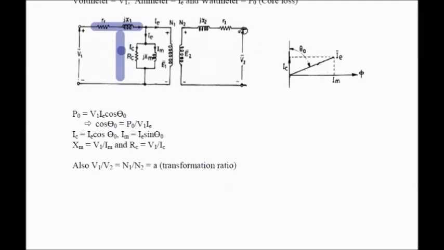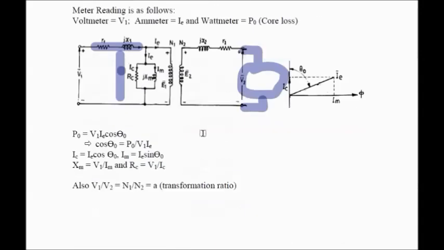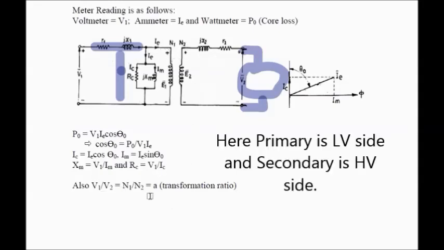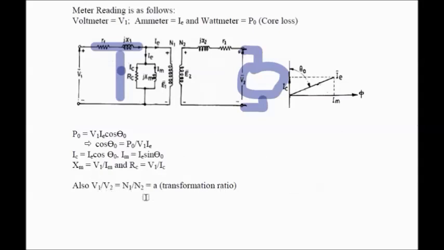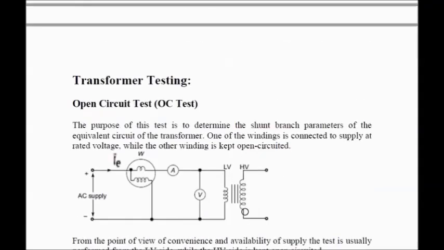Also, if I connect a voltmeter here, then I can measure the output voltage V2, and I already have V1 from this voltmeter. So the ratio V1 upon V2 will give me N1 upon N2, and that is the transformation ratio. So from this test I can also measure the transformation ratio, which is V1 upon V2 and is equal to N1 upon N2. So this is all about the open circuit test.